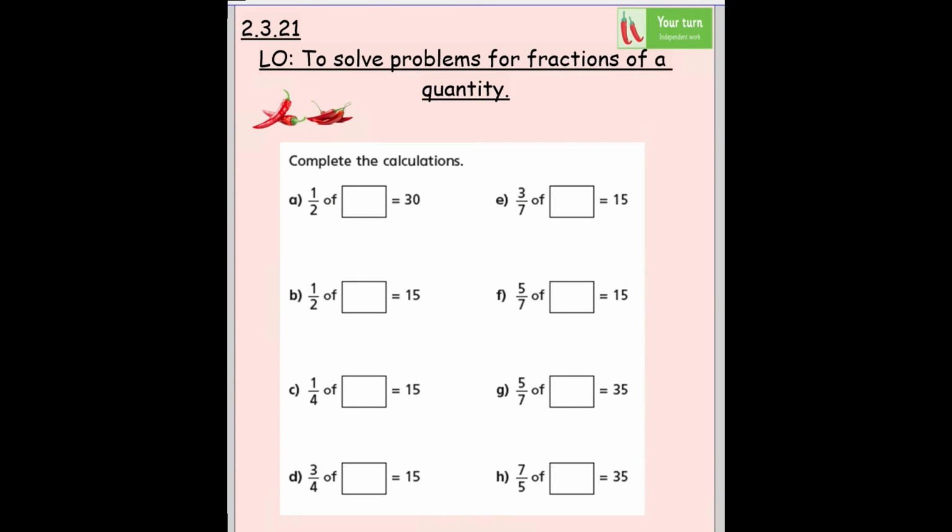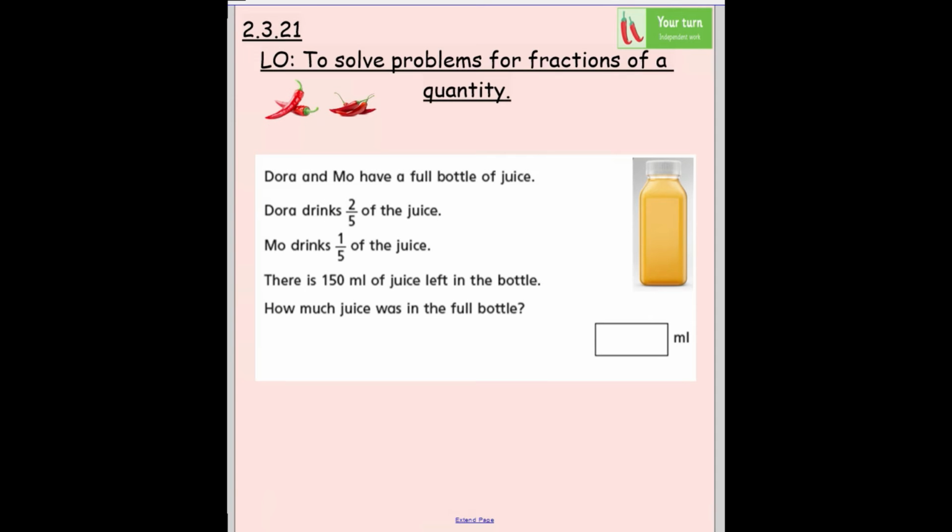This question is for chili 2 and 3. Complete the calculations. Pause the video and have a go. This is for chili 2 and 3.